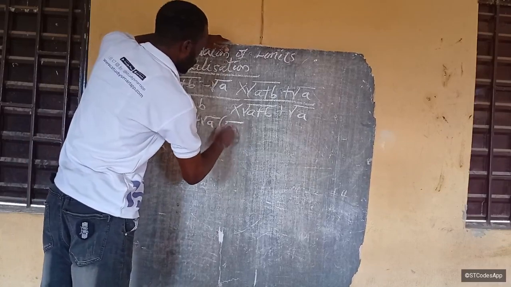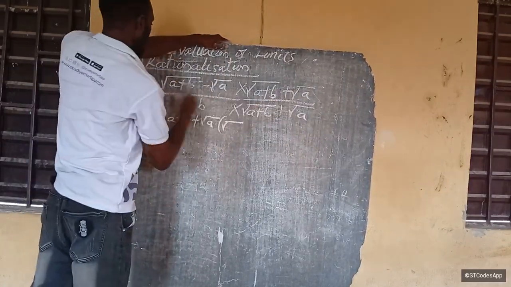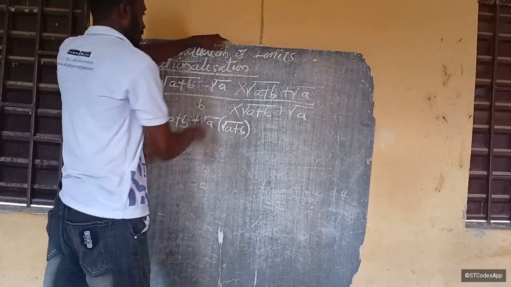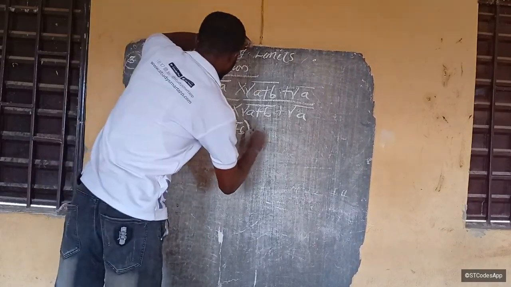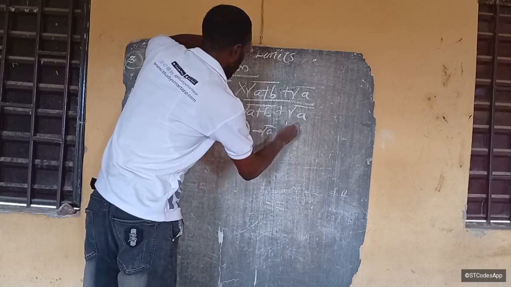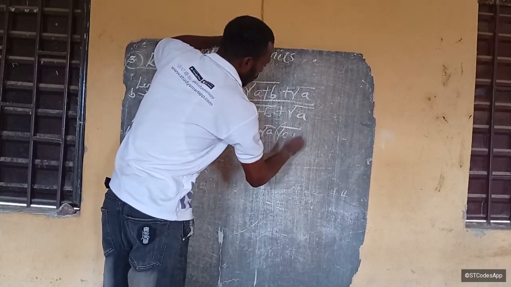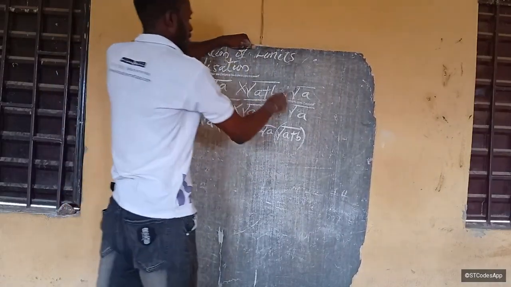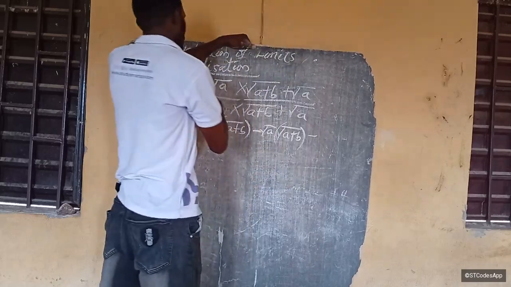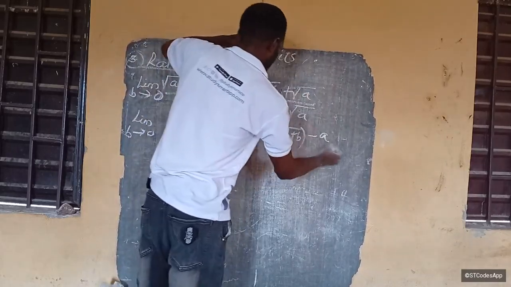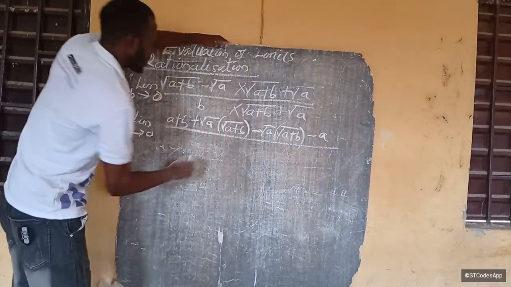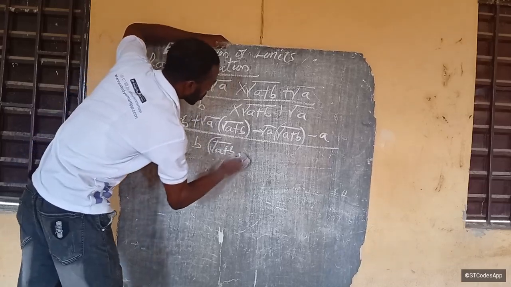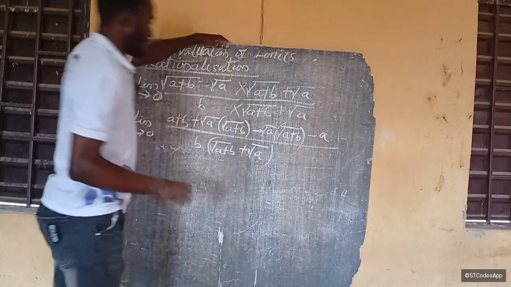Root a times root a plus b. Then this guy will now multiply this guy, becomes minus root a into bracket root a plus b, similar to what we had initially. Then minus times plus is going to be minus root a times root a is going to be what? A, all over b into bracket root a plus b plus root a.